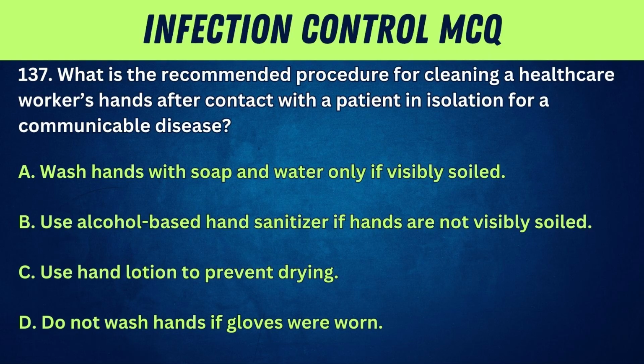137. What is the recommended procedure for cleaning a healthcare worker's hands after contact with a patient in isolation for a communicable disease? A. Wash hands with soap and water only if visibly soiled. B. Use alcohol-based hand sanitizer if hands are not visibly soiled. C. Use hand lotion to prevent drying. D. Do not wash hands if gloves were worn.